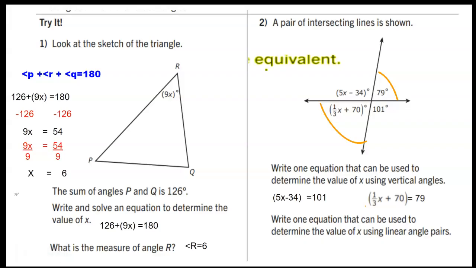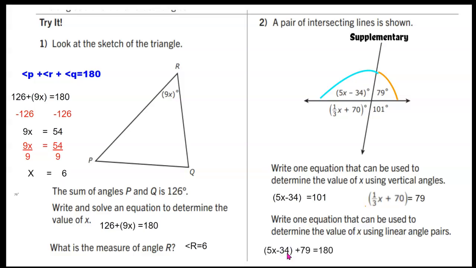All right, here we have two linear angle pairs. Our first one will be 5x minus 34 plus 79, and we know that will equal 180, because those are supplementary angles, therefore we know that the sum of those angles is 180. In addition to that, we will have the equation 1/3 x plus 70 plus 101 is equal to 180. Again, those two angles are linear angle pairs and those are supplementary, which means that the sum of those angles will equal 180.